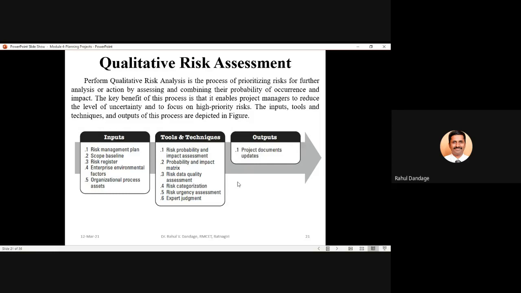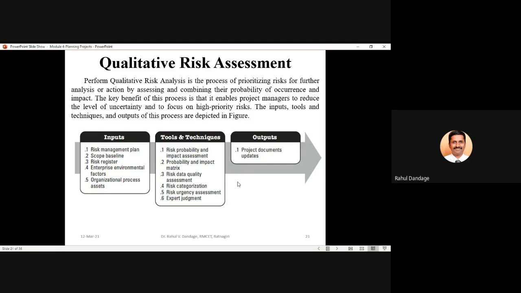The tools and techniques that you are going to apply to these inputs. One is risk probability and impact assessment. How are we going to do it? By the probability and impact matrix. Then risk data quality assessment, the data which is available for risk, we should go for quality assessment of the data. Categorization of the risk categories or risk events, whatever they are identified. Risk urgency assessment, and finally taking certain expert judgments.